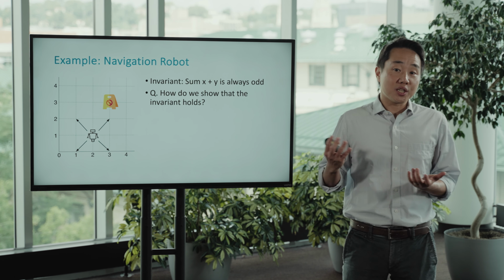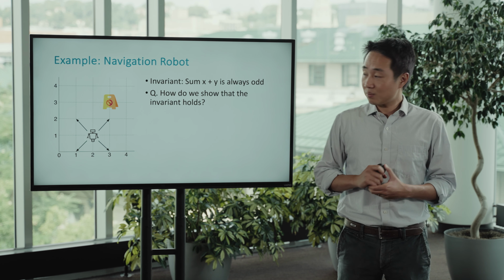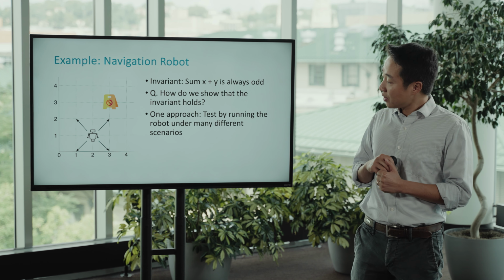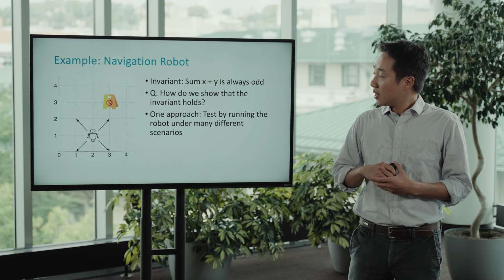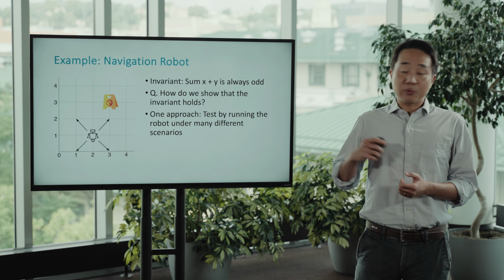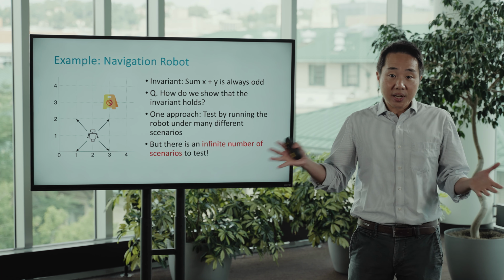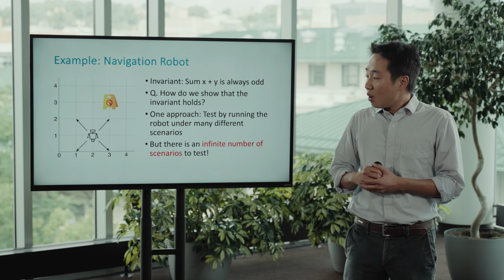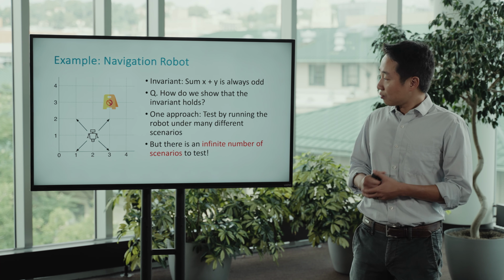Okay. So now the question is, how do we show that this invariant always holds? One approach is through testing, where we run the robot under many different scenarios and check whether the invariant holds over those scenarios. Now, one problem with this is that in general, there's an infinite number of scenarios you can test, and therefore, it doesn't matter how much testing you do, we'll never be able to tell for sure whether the invariant holds.